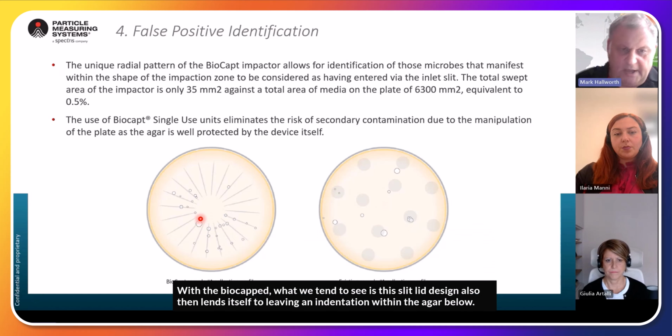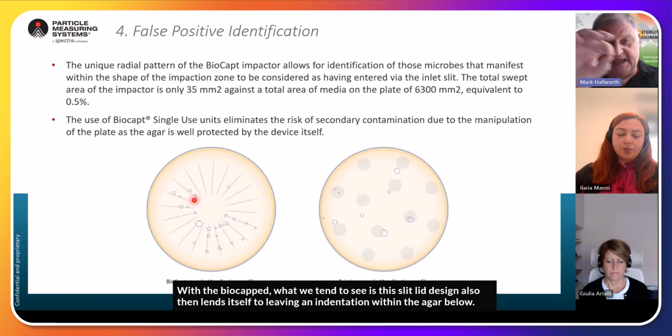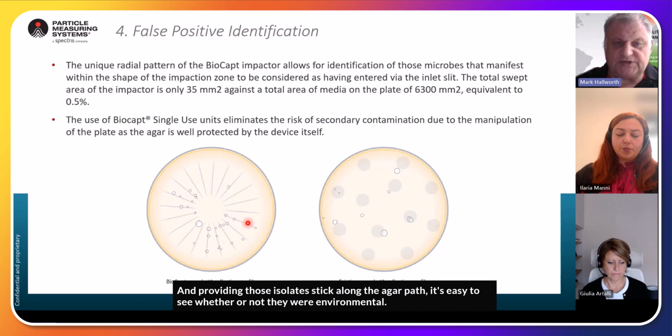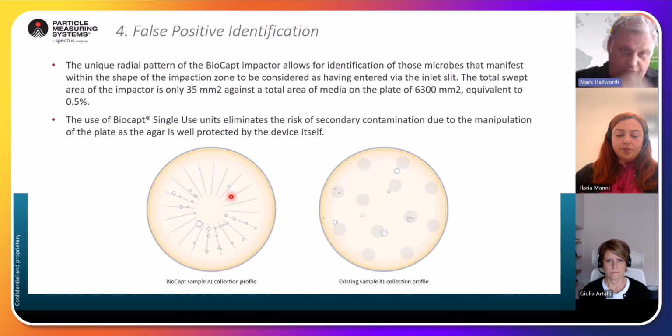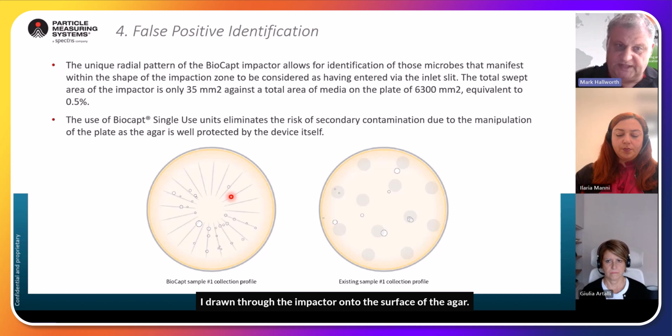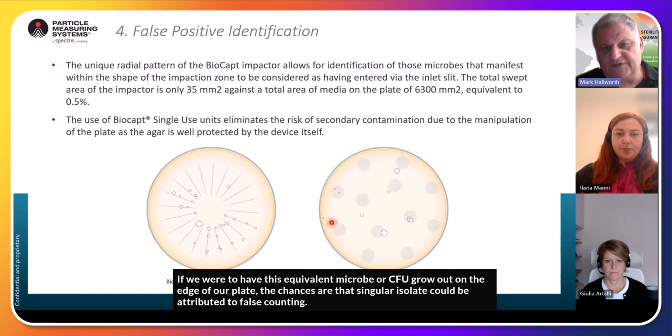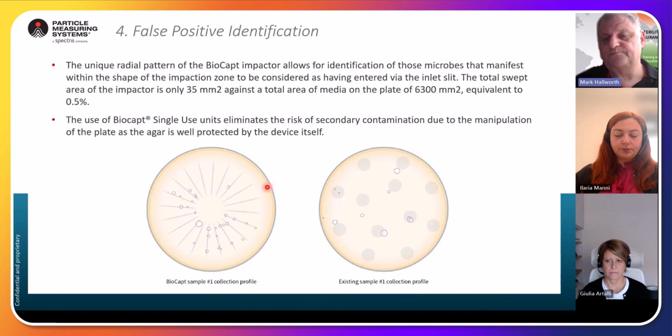With the BioCapt, what we tend to see is this slit lid design also then lends itself to leaving an indentation within the agar below, and providing those isolates sit along the agar path, it's easy to see whether or not they were environmental, i.e. drawn through the impactor onto the surface of the agar. If we were to have this equivalent microbe or CFU grow out on the edge of our plate, the chances are that singular isolate could be attributed to false counting.